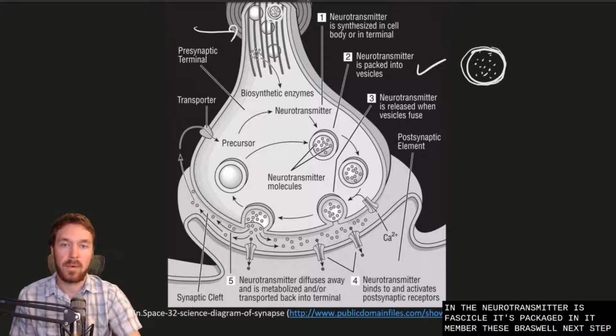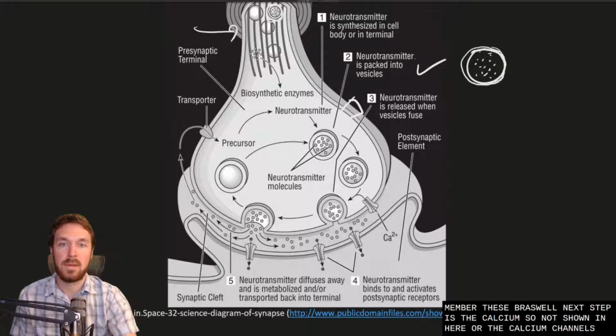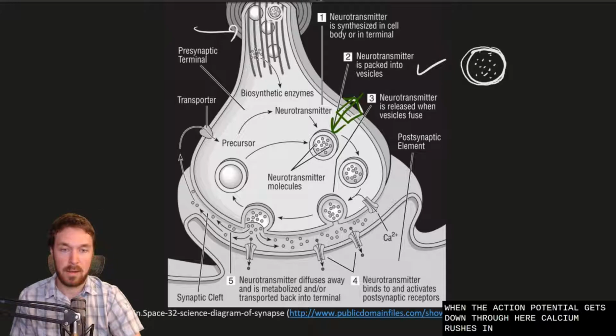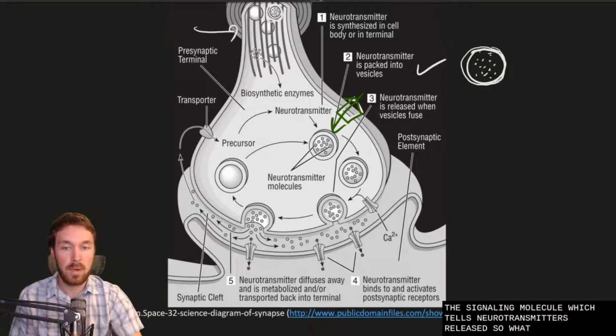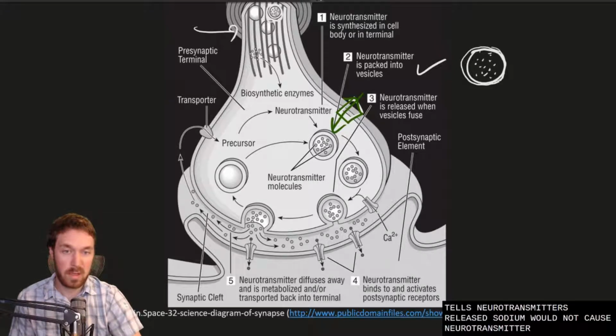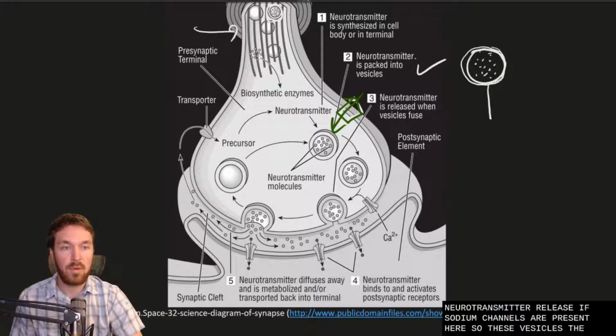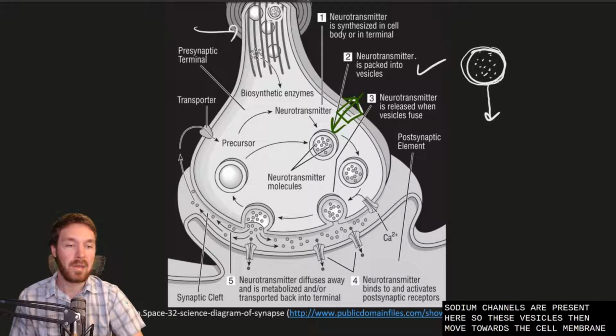Next step is the calcium. Not shown in here are the calcium channels. I'll make this in green so it's easier to see. When the action potential gets down through here, calcium rushes in. Calcium is the signaling molecule which tells neurotransmitter to release. Sodium would not cause neurotransmitter release, even if sodium channels were present here. So these vesicles then move towards the cell membrane. As they move towards the cell membrane, there are these little SNAREs.